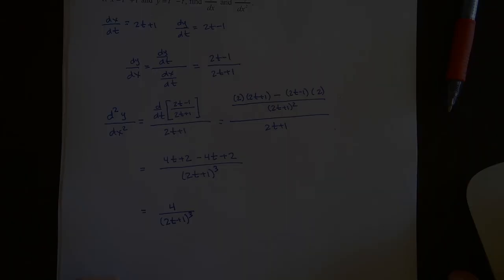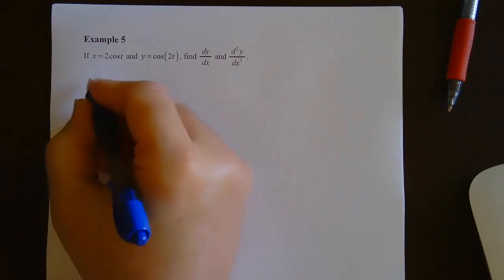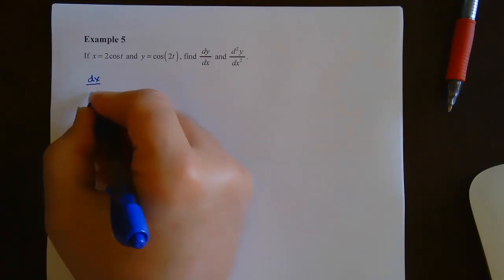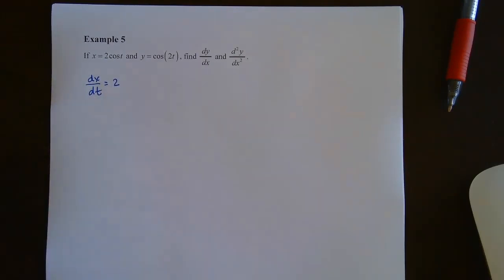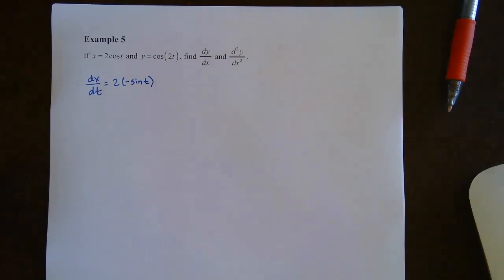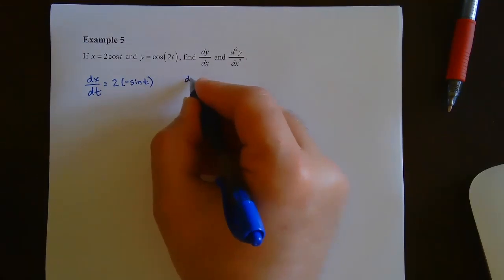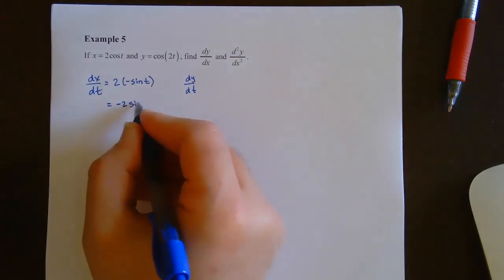Okay, let's go to example 5. Okay, so if x is equal to 2 cosine t and y is equal to cosine of 2t, find dy over dx, and then the second derivative of y with respect to x for the second time. So that means we got to find dx over dt. Okay, so this would be 2 times the derivative of cosine t, and the derivative of cosine is negative sine of t. And then dy over dt. Actually, let's clean this up. This would be equal to negative 2 sine of t.